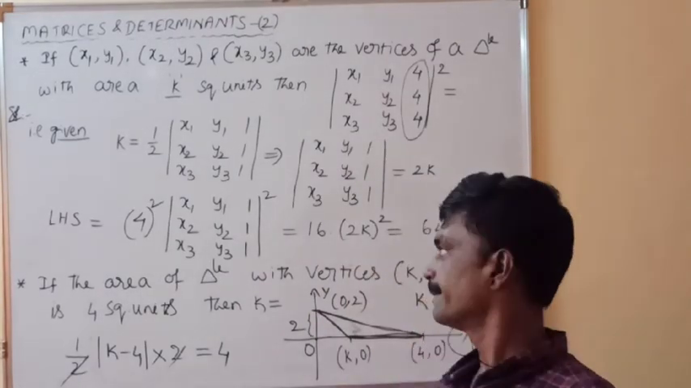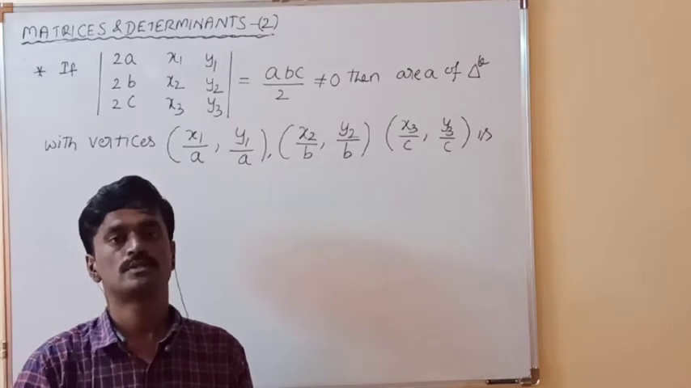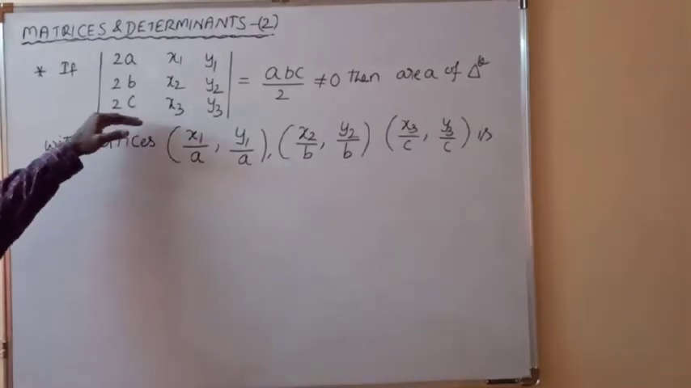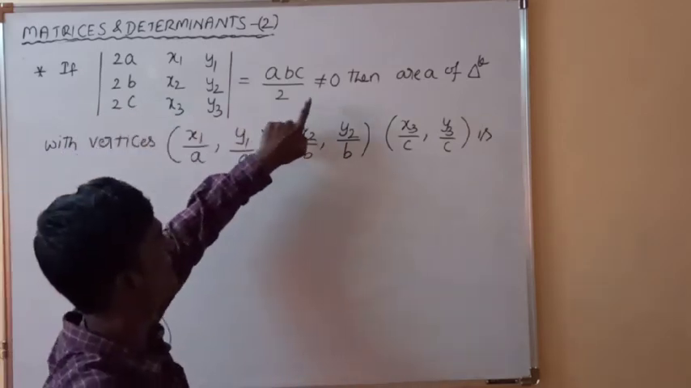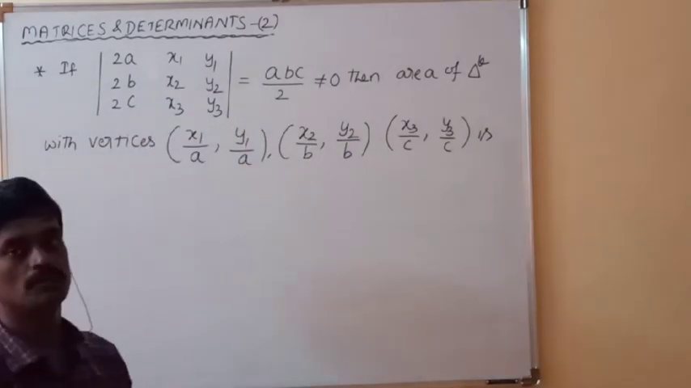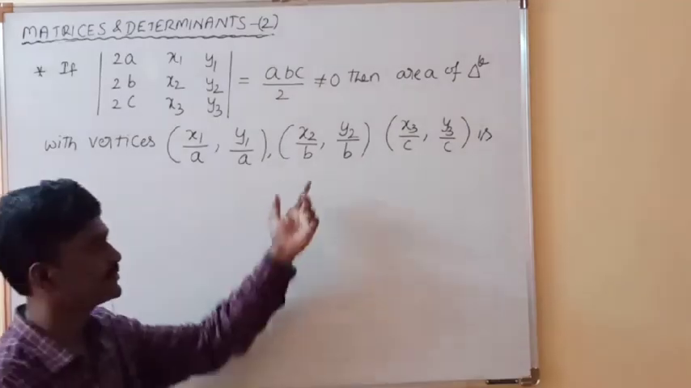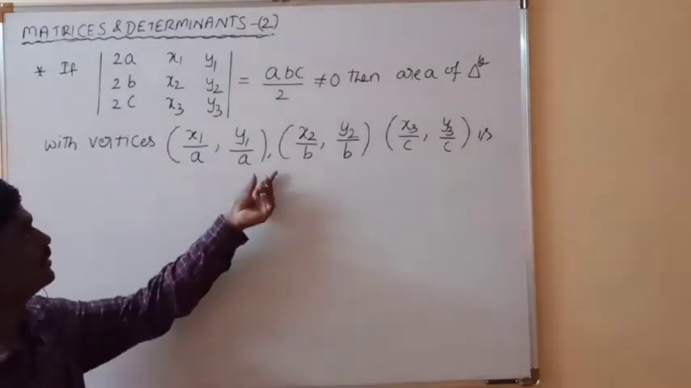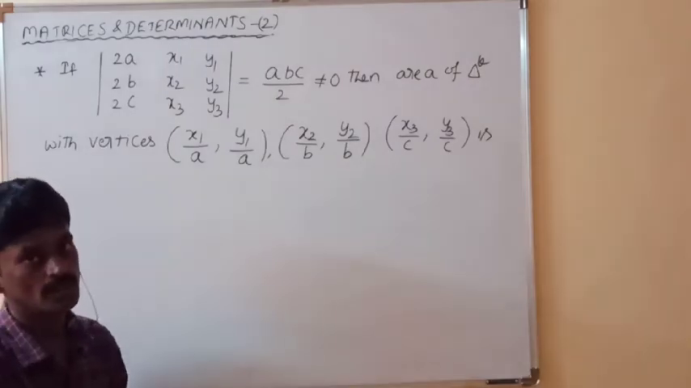Okay, so look at the next problem. This is a little lengthy problem. Given that the value of this determinant is ABC by 2, which is not equal to 0, we have to find the area of the triangle formed by these 3 vertices. So how can we find it?